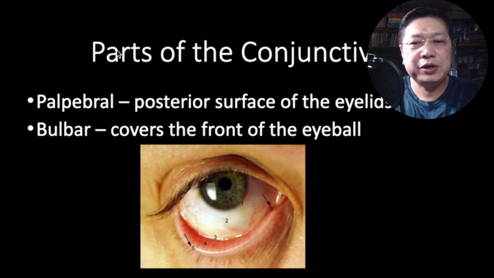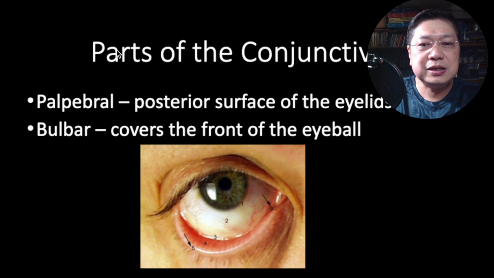So where is the fornix? The fornix, you have one below and you have one above. That is, the conjunctiva on your upper eyelid meets the conjunctiva on your eyeball. The conjunctiva on your lower eyelid also connects to the conjunctiva of your eyeball. Now, in this case, that is labeled as number 3. You can just expand this later on and zoom in and see that part. But that area is what we call the fornix.